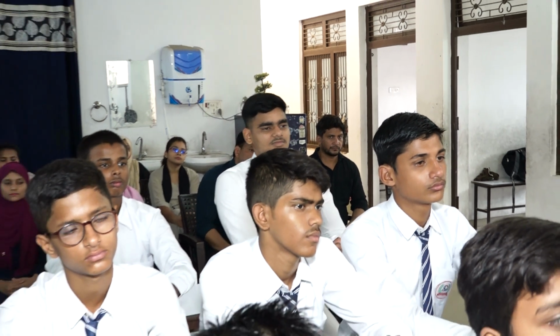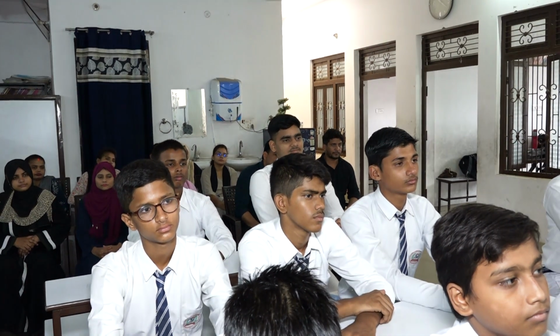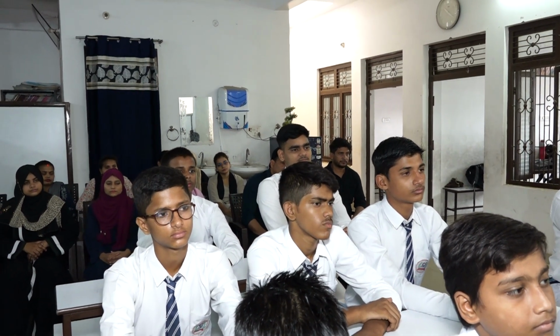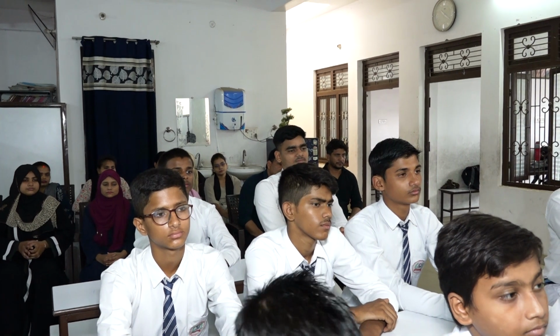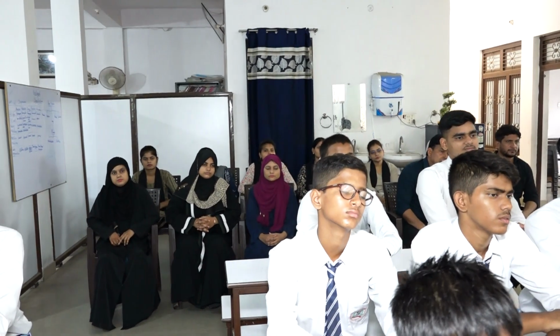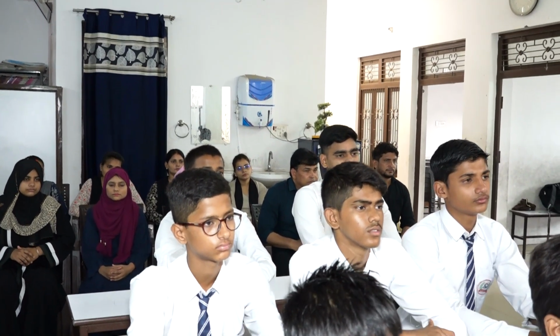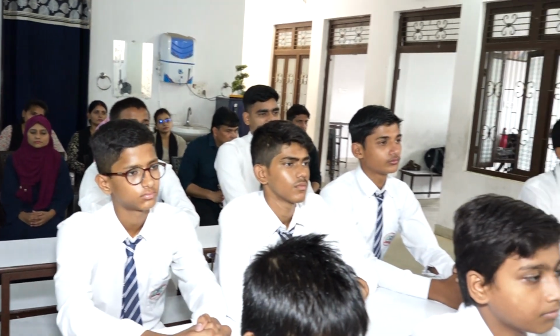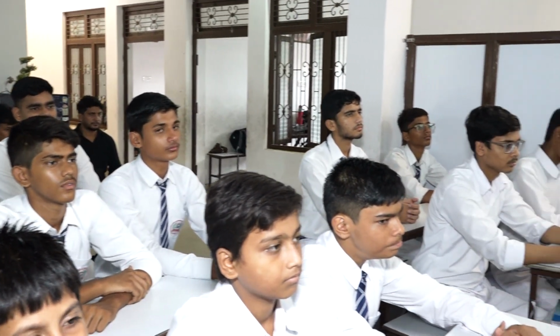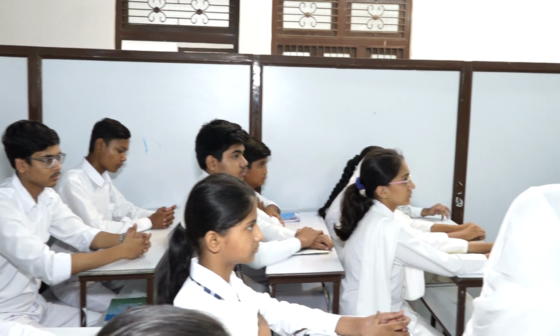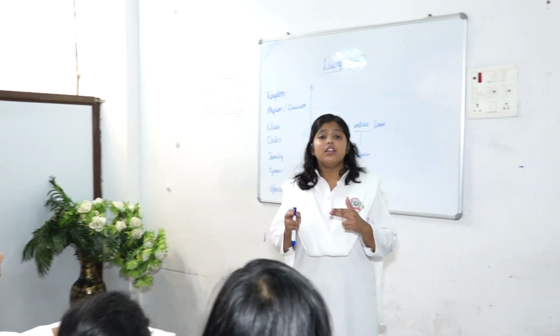Now let's move to our next topic, and that is classification. Classification means the grouping of organisms based on their observable characters. Take the example of groups like animal, plant, dog, cats. We are all in the group of animals. So the grouping of organisms is called classification, and the process of classification is known as taxonomy.